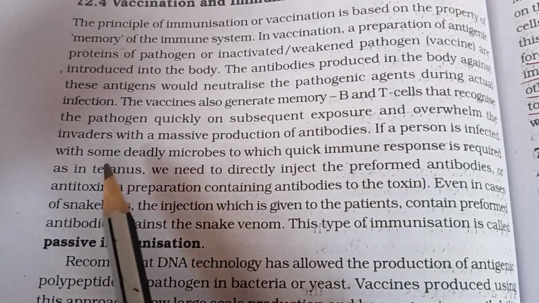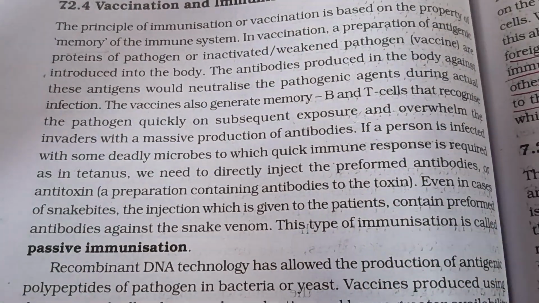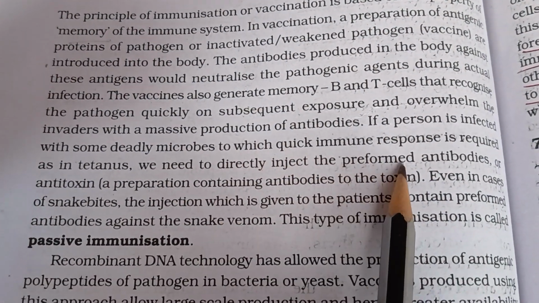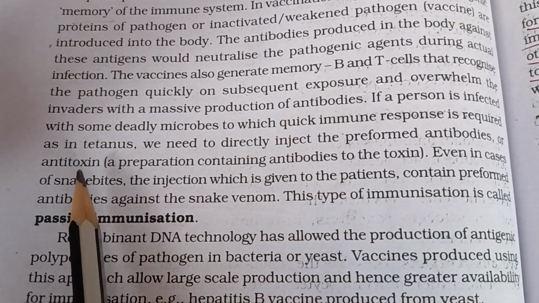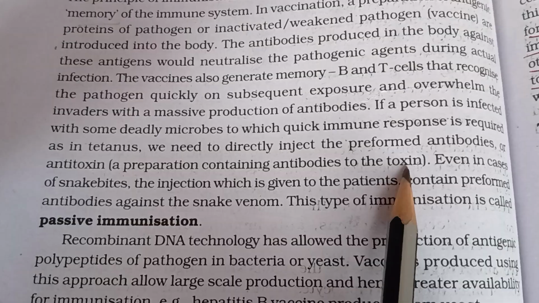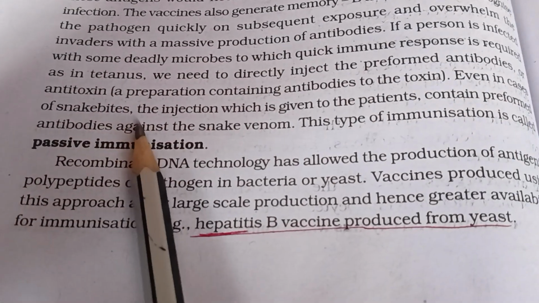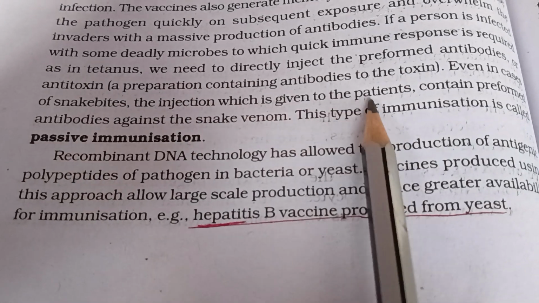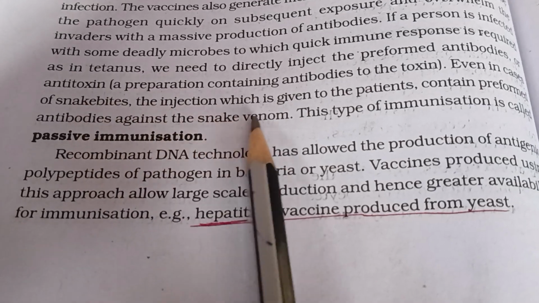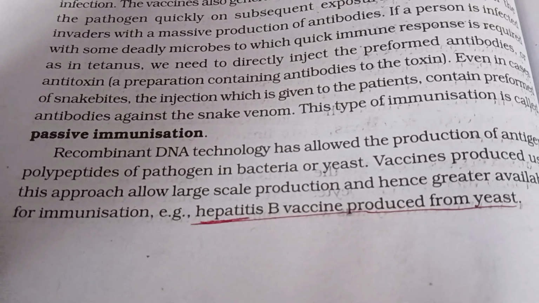If a person is infected with some deadly microbes to which a quick immune response is required, as in tetanus, we need to directly inject the preformed antibodies or antitoxin, a preparation containing antibodies to the toxin. Even in cases of snake bites, the injection given to the patients contains preformed antibodies against the snake venom. This type of immunization is called passive immunization.